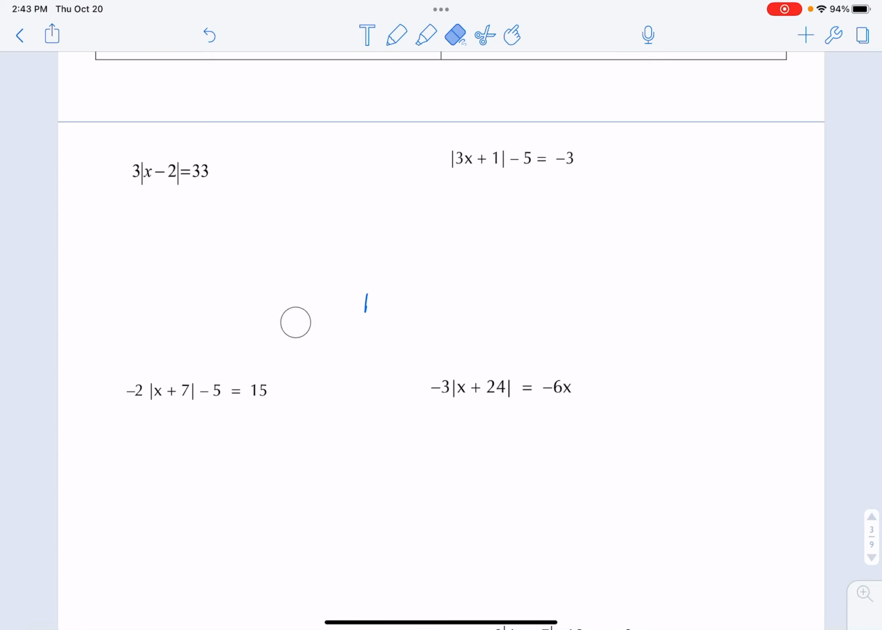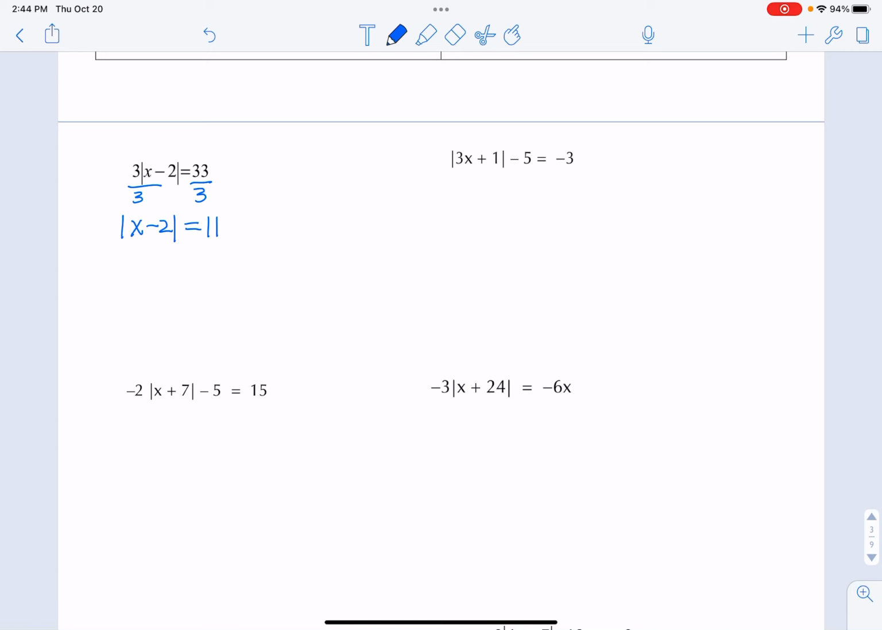For an absolute value inequality, we will also set up two inequalities. First, we have to isolate the absolute value on one side. Whenever a number is multiplied, added, or subtracted, we will get rid of that first. So the first problem: 3 absolute value of x minus 2 equal to 33. First, we divide by 3 on both sides. Then we get absolute value of x minus 2 equal to 11.